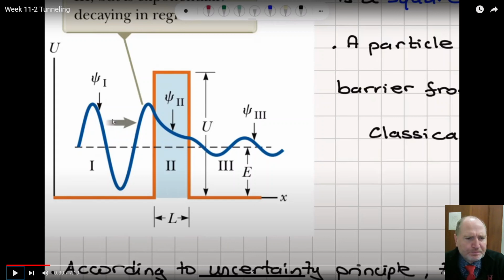So number one, this arrow here is indicating that the particle is coming in from the left-hand side. But that doesn't mean that this wave is washing in, right? So it's tough, right? Because this is just the real part. And so you'd always also have to plot the imaginary part. Then it shows this exponential decay.